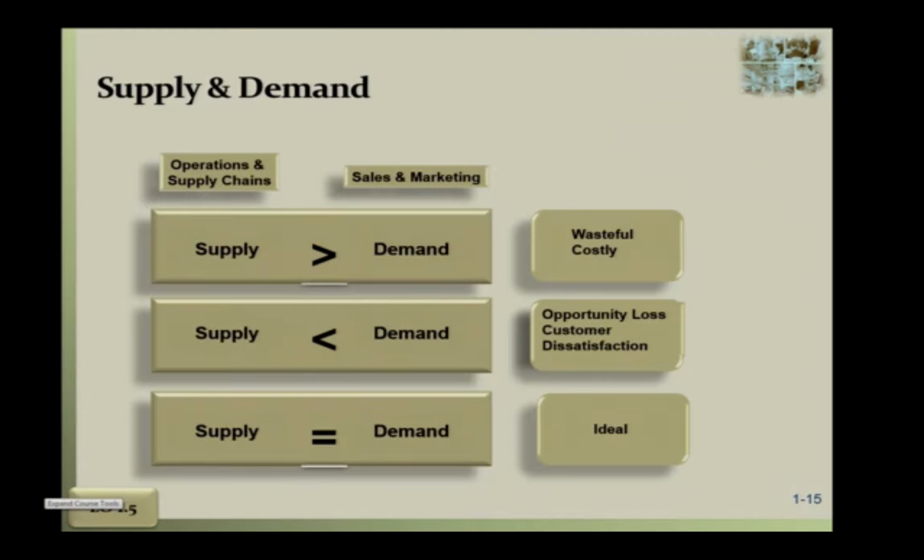And that in the long run results in customer dissatisfaction because the customer depends on us. And if we don't have enough product for them, they probably seek other competitors and they may just leave, and we lose the business to competition. So the ideal situation is to have a good match between supply and demand of our products.